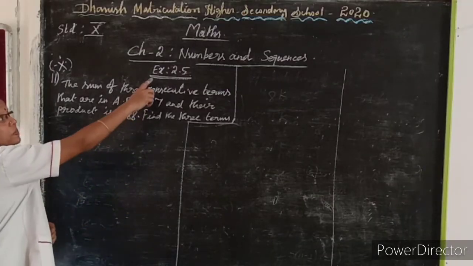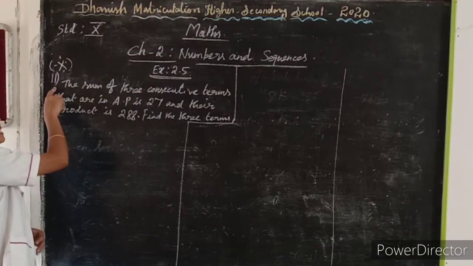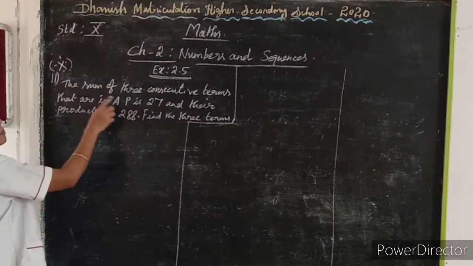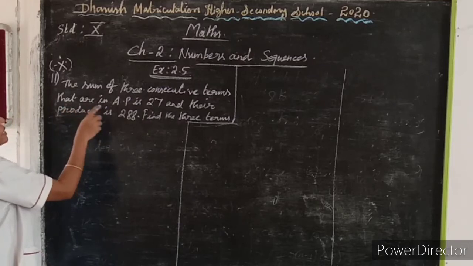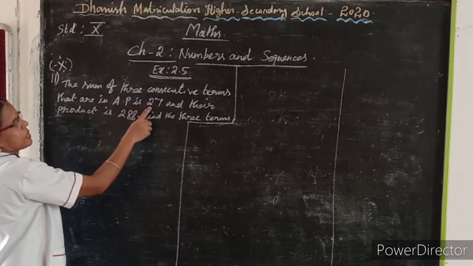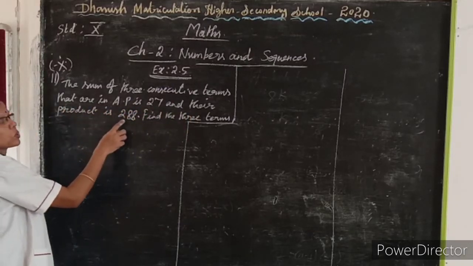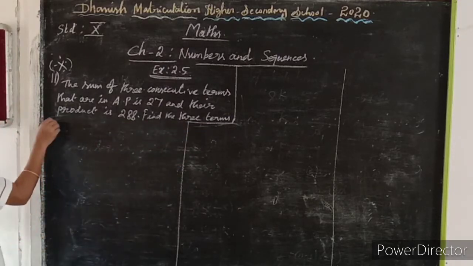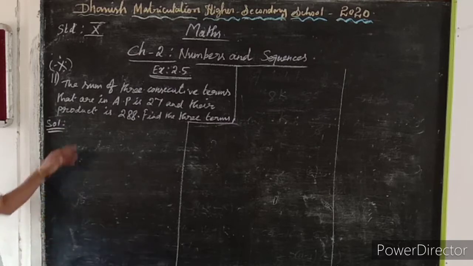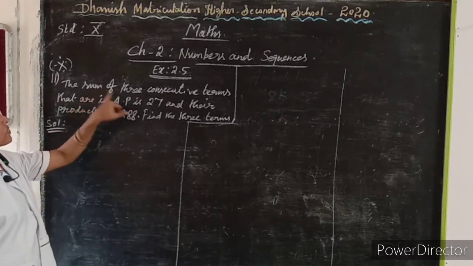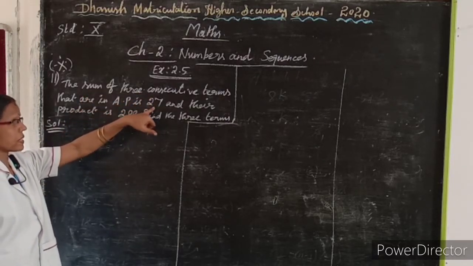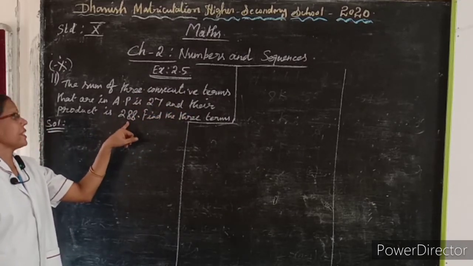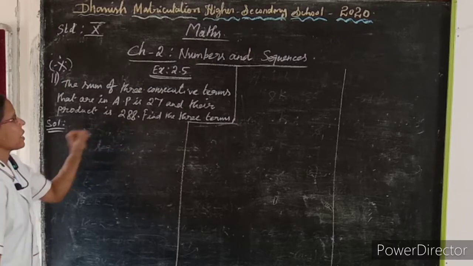Now from exercise 2.5 question number 11. This is a very important 5 mark question. The sum of 3 consecutive terms that are in AP is 27 and their product is 288. Find the 3 terms. So what is given? The sum of 3 consecutive terms is 27 and the product of the 3 consecutive terms is 288. The two equations are given.